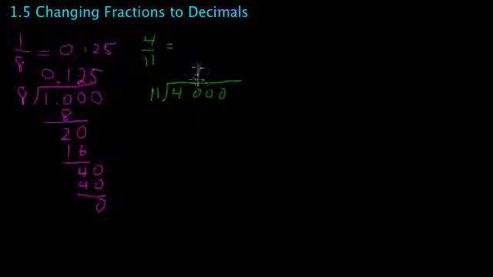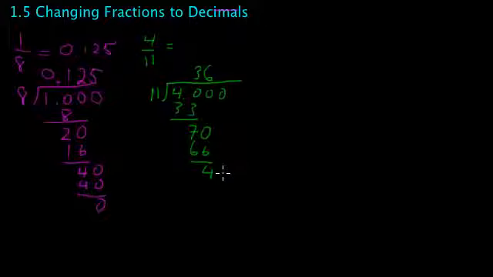I can do that 3 times. 3 times 11 is 33. Subtracting, I get 7. Bring down a 0. 11 goes into 70 6 times. 6 times 11 is 66. I subtract, I get 4.